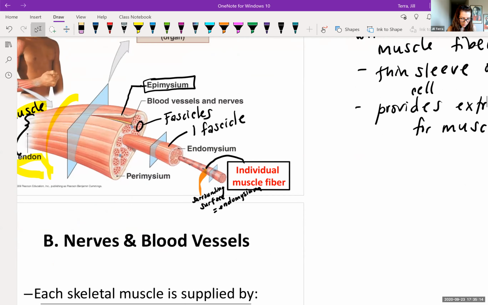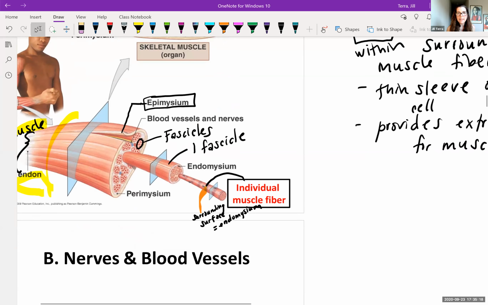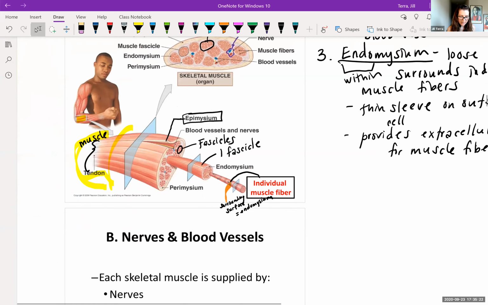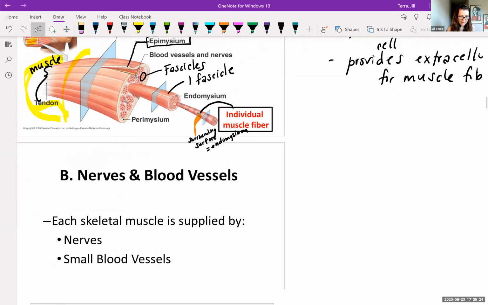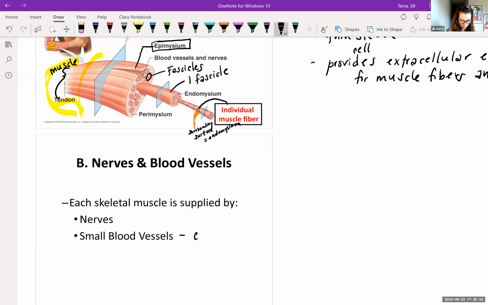Each skeletal muscle, and each of these muscle cells that make up a muscle, has its own blood supply and has nerve endings associated with it. So there are nerves and small blood vessels called capillaries that are associated with our muscle fiber cells.